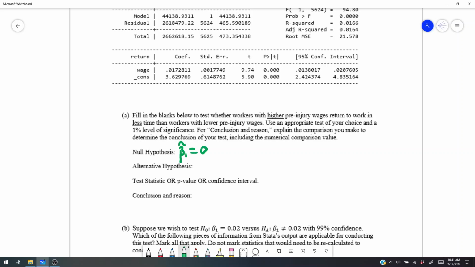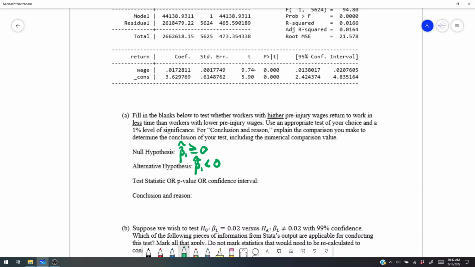And that's fine. I could also, though, because I know it's going to have a sign on it, I want to test whether they're less than 0. My alternative is going to be beta 1 hat is less than 0. So my null could be, let's go ahead and write that alternative. Alternative hypothesis, beta 1 hat is less than 0. My null could be that it is greater than or equal to 0. Great. Test statistic or p-value or confidence interval.